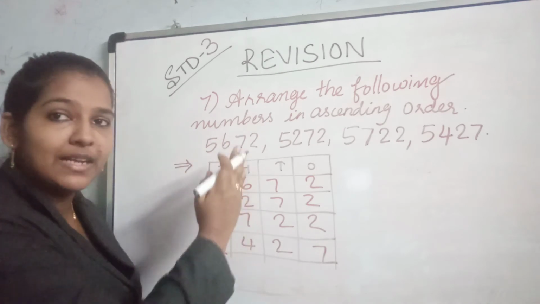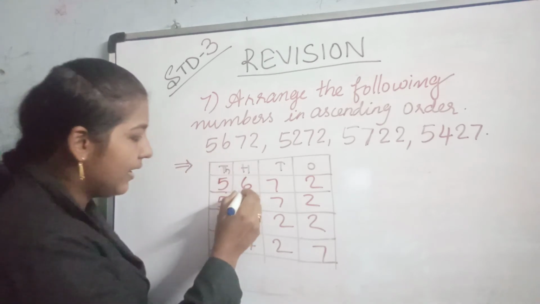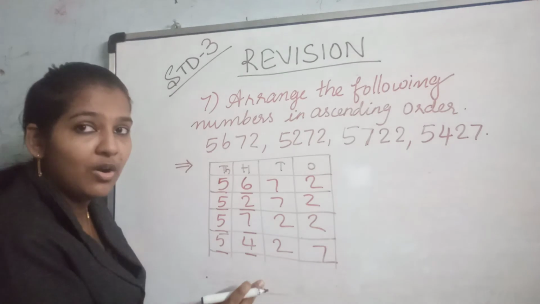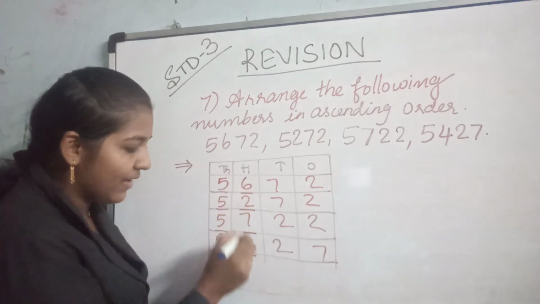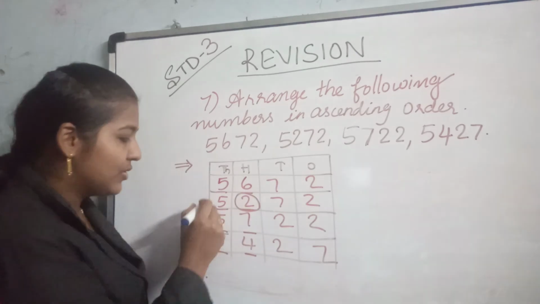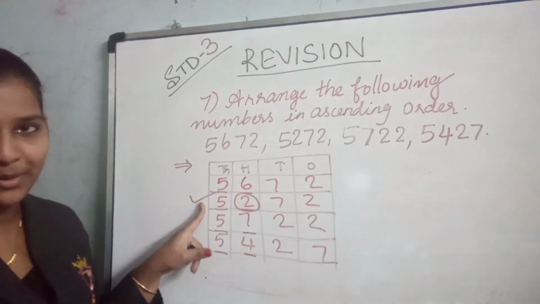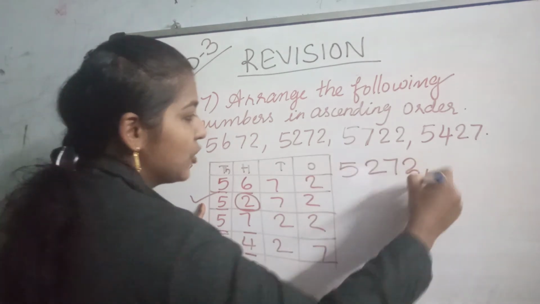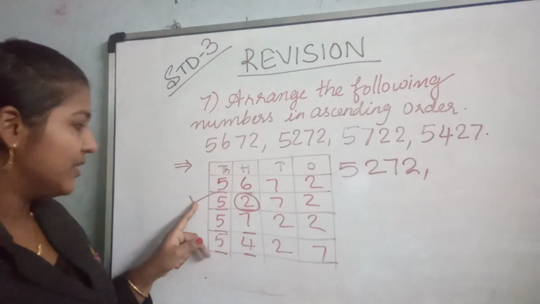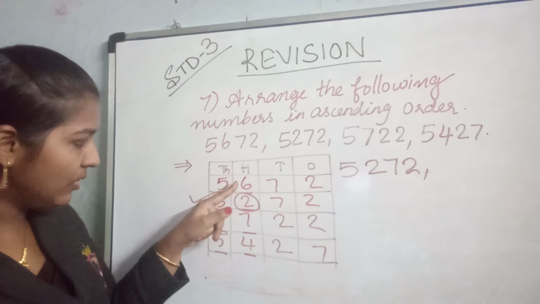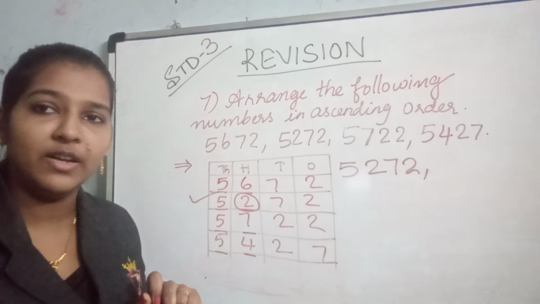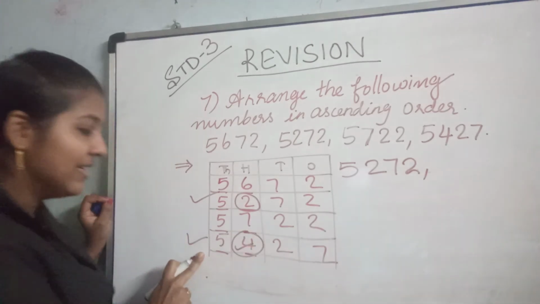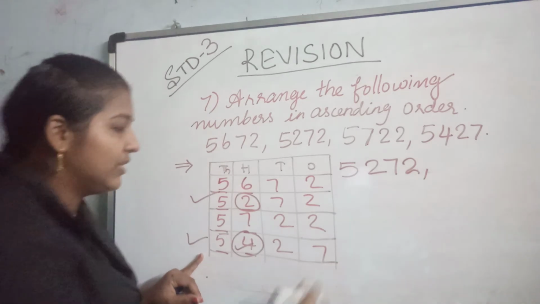Move to the next place and compare the digits in that place. So here I am going to check. It is 6, 2, 7, 4. Okay, among these, which is the smallest one? 6, 2, 7, 4. Yes, 2 is the smallest one. So this number will be the smallest number. Okay, so you can write 5272 in the first position in the ascending order. After that, now 6, 7, 4, among these which is the smallest? Yes, 4 is smallest, isn't it? So this number will be the second number, that is 5427.